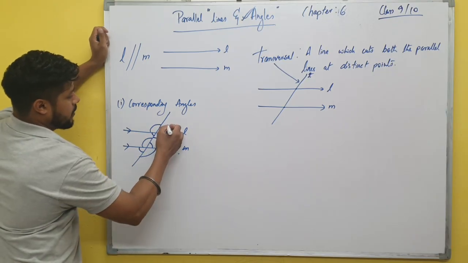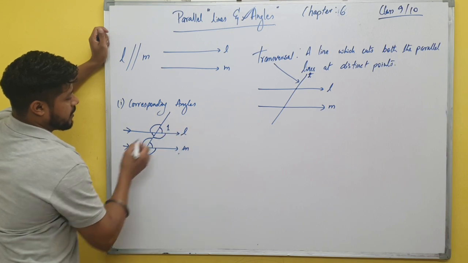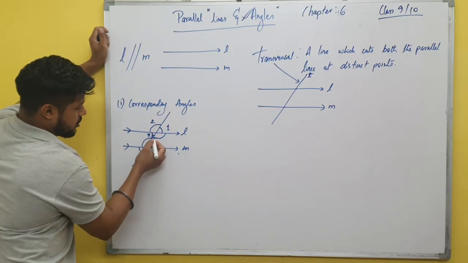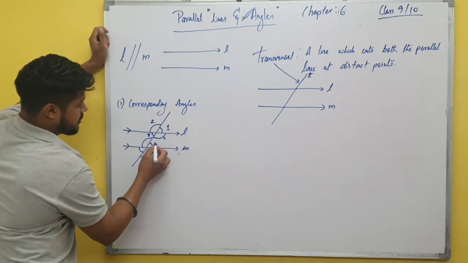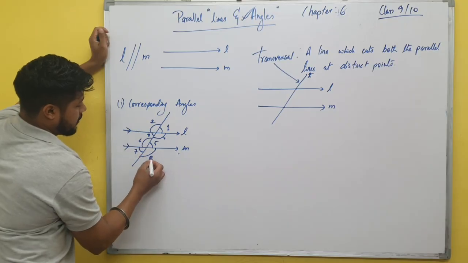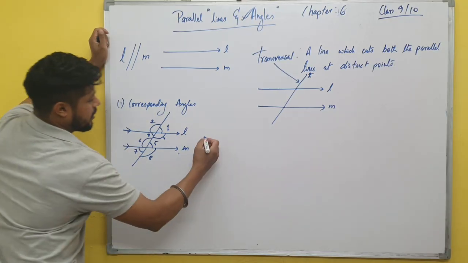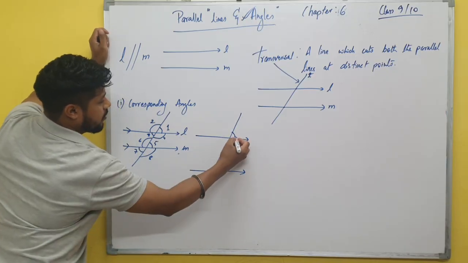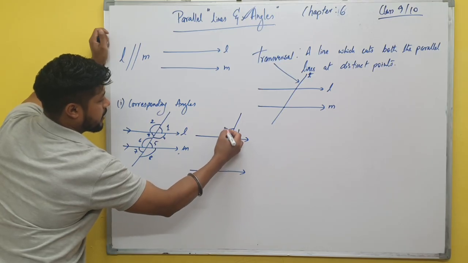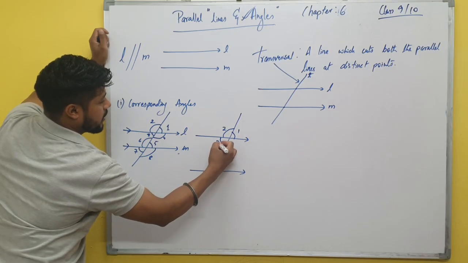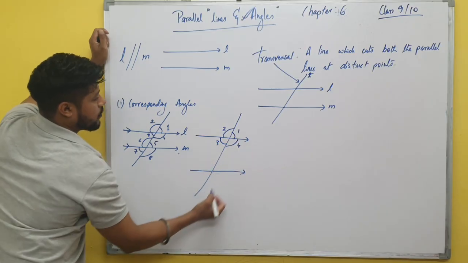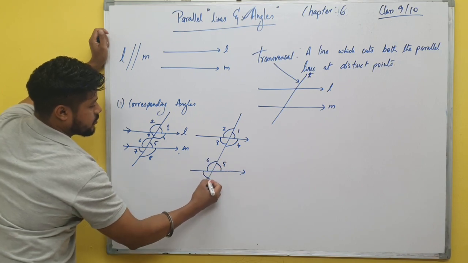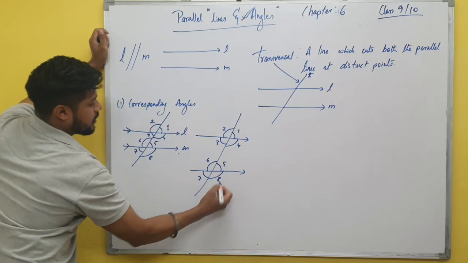Now let's see what is the relationship. I'm writing this angle as angle 1, this is angle 2, this one is angle 3, this one is 4, and this is 5, 6, 7, 8. Okay, those who are not understanding, I'm drawing again so that you get the clear picture. Suppose this angle is 1, this angle is named 2, this one is 3, and this angle is 4. Again, this angle is 5, this one is 6, this one is 7, this one is 8.